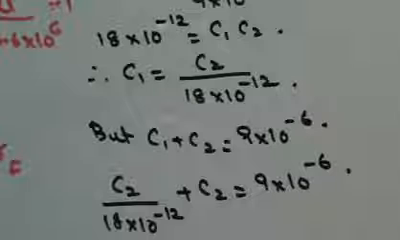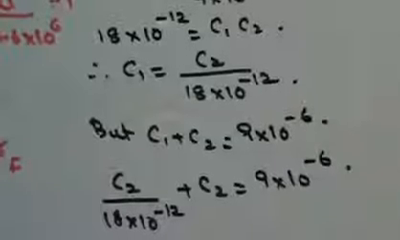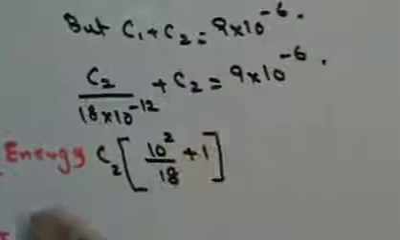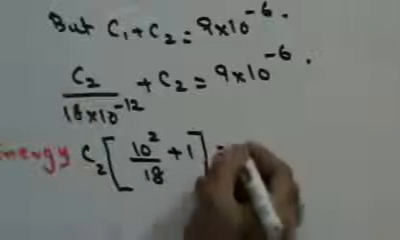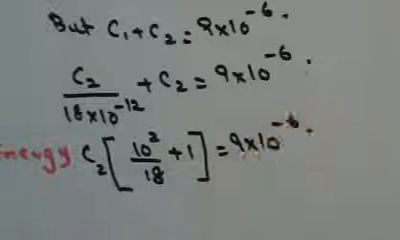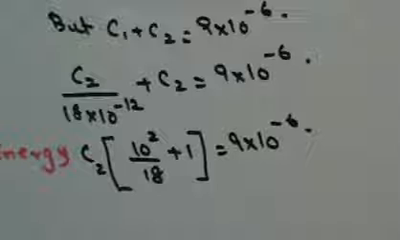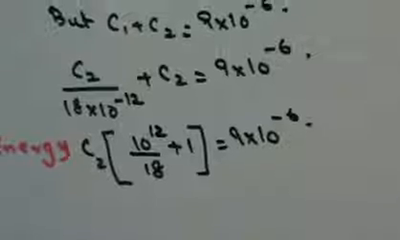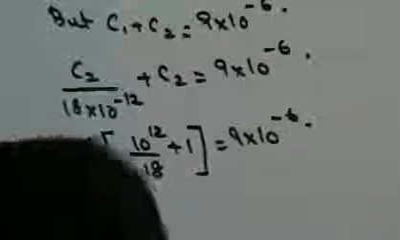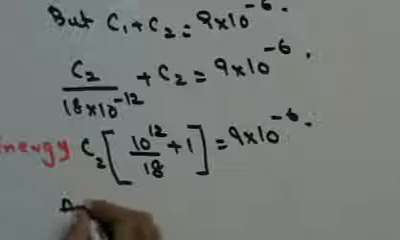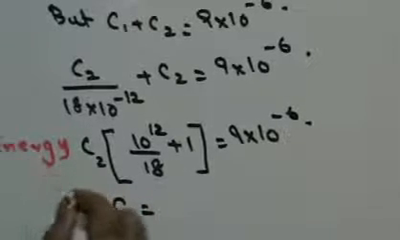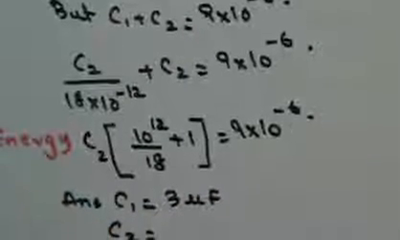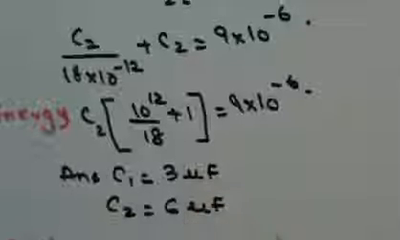I can solve this equation. I can take C2 common, in which case I will get 10 raised to 12 upon 18 plus 1 is 9 into 10 raised to minus 6. Take 18 on the other side, you should be able to get this answer. Simplify this, and the answer for this sum should be C1 is going to be 3 microfarad and C2 is going to be 6 microfarad. That's your answer.